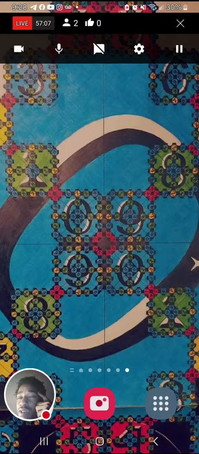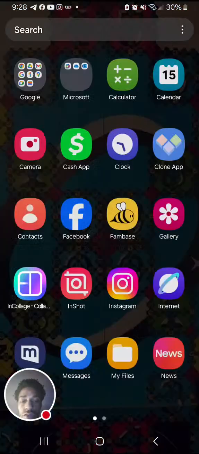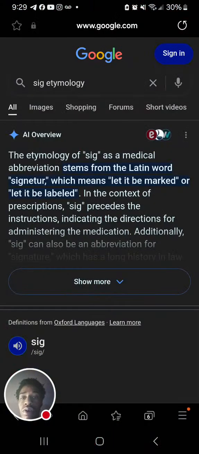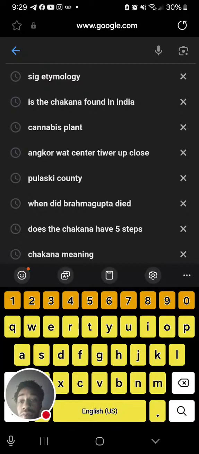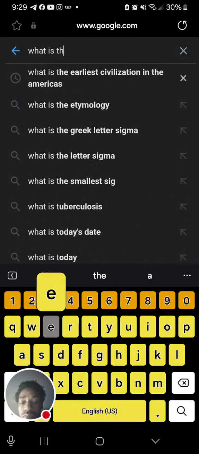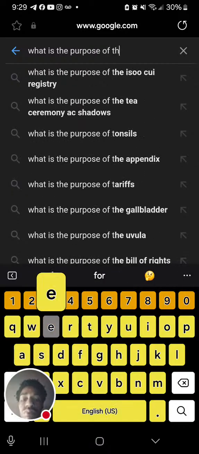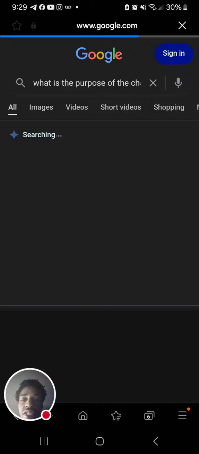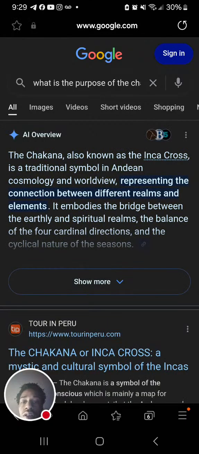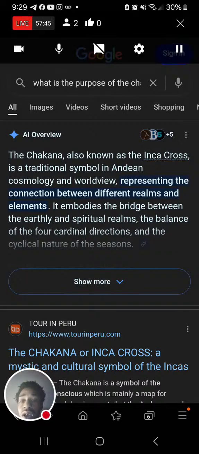Remember what I said also earlier about me, if you pay attention to my work, it's bridging that of the spiritual with the physical. Well, check this out as well, something that authenticates what I'm saying. They say it's a bridge, but to bridge what? The Chakana, also known as the Inca cross, is a traditional symbol in Andean cosmology and worldview, representing the connection between different realms and elements. See what that says? It embodies the bridge between the earthly and spiritual realms.